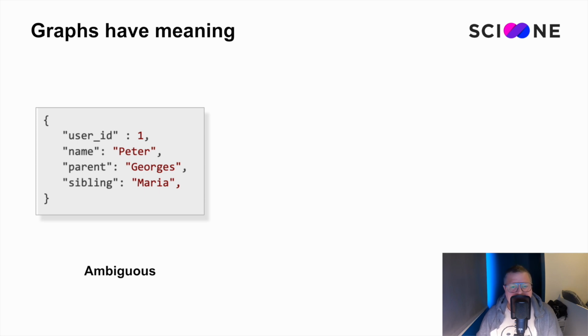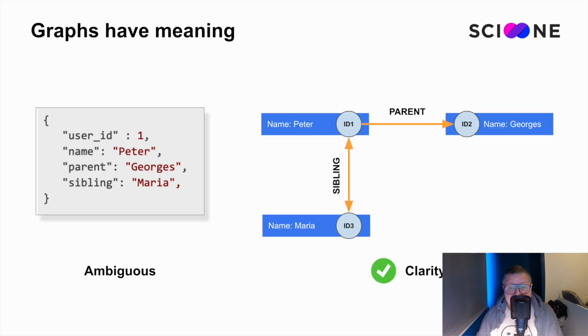How about another team that would like to use it? This structure is full of ambiguity. Is Peter the parent of George, or George is the parent of Peter? Whose sister is Maria? Directed graphs eliminate this ambiguity. Let's see how. This document expressed as a graph looks like this. We clearly see the relations between Peter, George, and Maria. Graphs remove ambiguity and bring clarity.